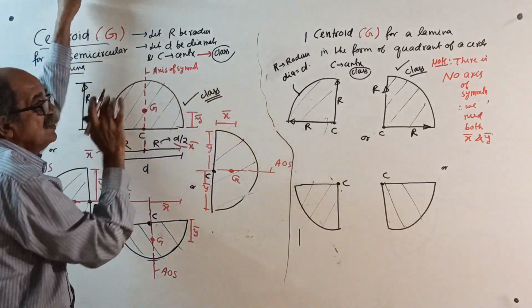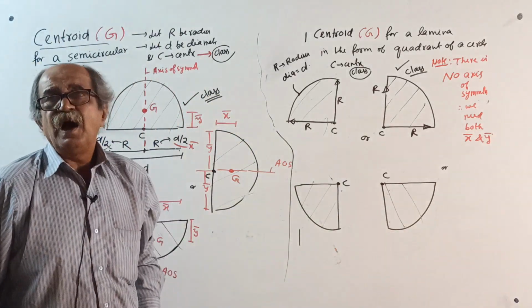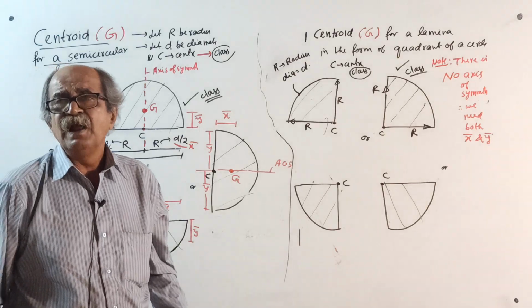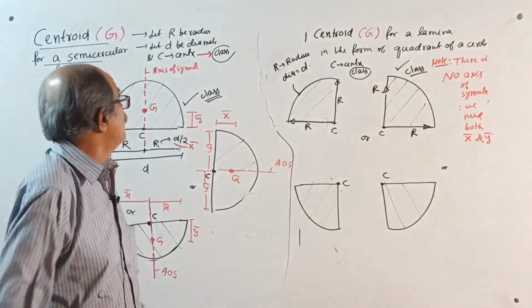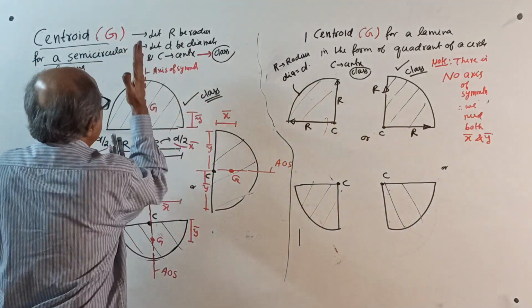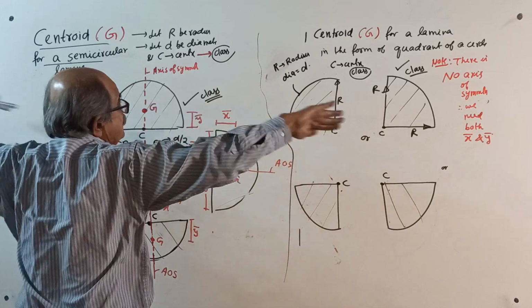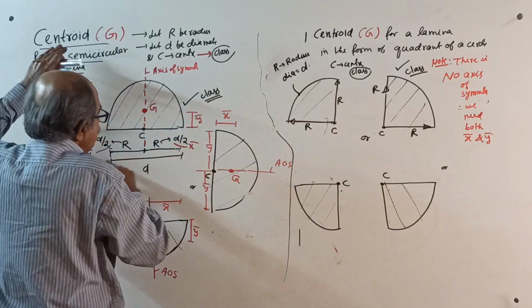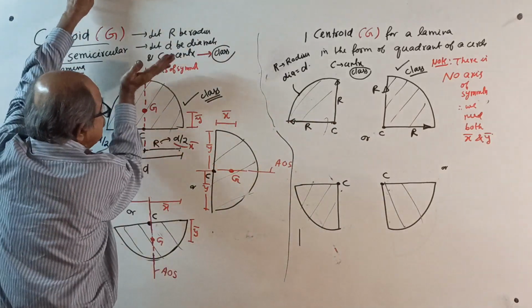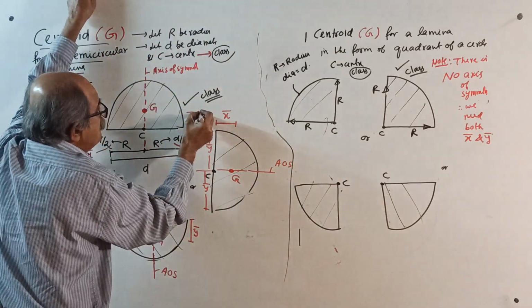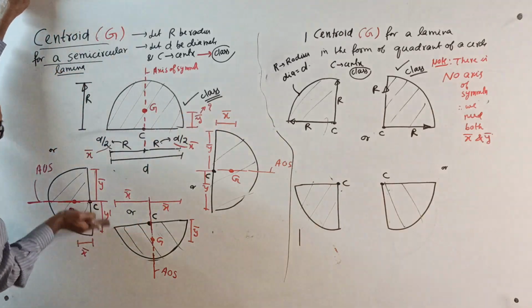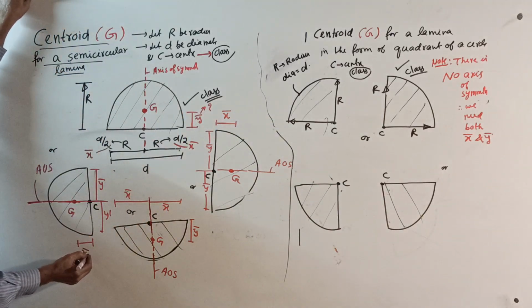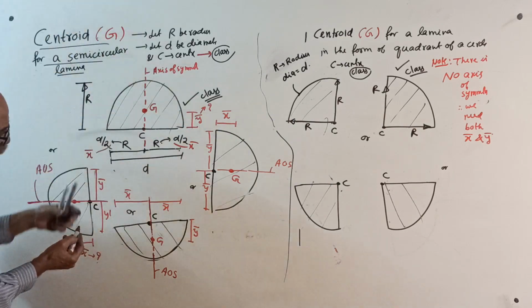So, make a note. For a semicircle, among x bar and y bar, one of them is fixed by symmetry. See here, it is symmetrical about the vertical axis. So, this distance is half of the diameter, or the radius. This distance you have to calculate. So, this y bar you have to calculate. Here, y bar is not required, it is the center.